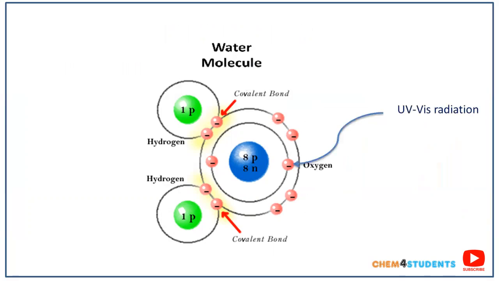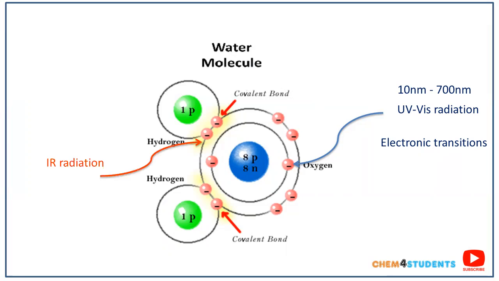Here I'm passing UV visible radiation, about 10 to 700 nanometer wavelength range. At this wavelength range, we can see the electronic transitions. Electrons present in the valence shell will be excited to higher energy levels. But these electronic transitions will not provide any molecular vibrations. Let's go with IR radiation. So we are passing around 700 nanometer to 1000 micrometer, which is the IR radiation wavelength range. And here we can see the molecular vibrations.